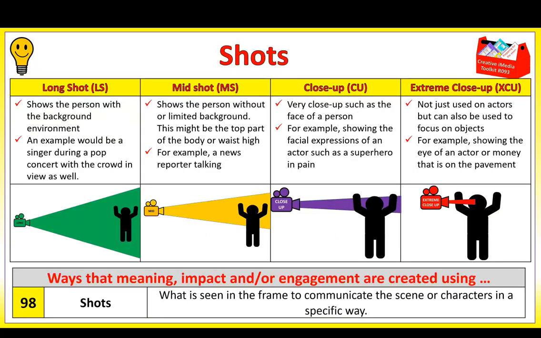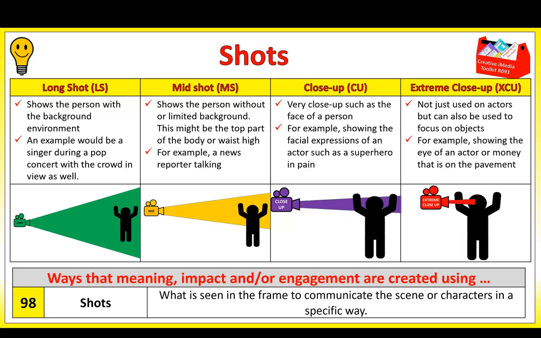Shots. This is really, really simple if you think about it. A long shot shows the subject and space around the subject. So it shows the subject and the surrounding environment. A mid-shot gets a bit closer. So for example, a news article showing the reporter with a little bit around them. And this might just show the top part of the body or waist height. And as mentioned, it's good for a news report which wants to show you a partial part of the environment.